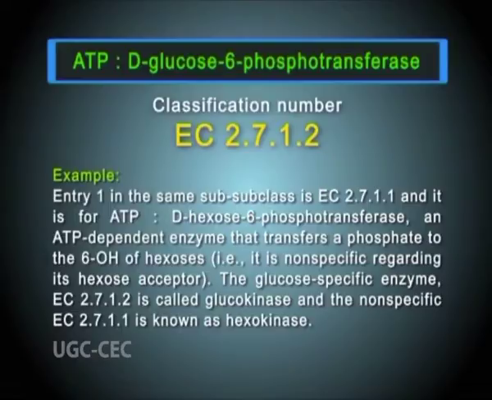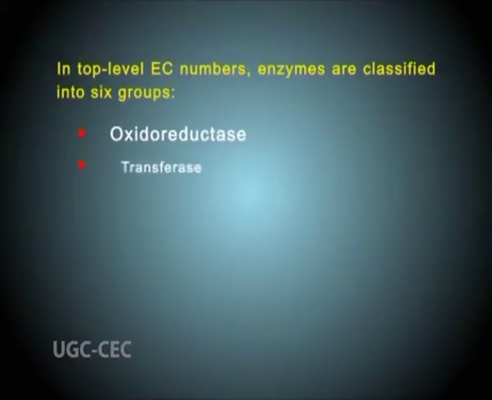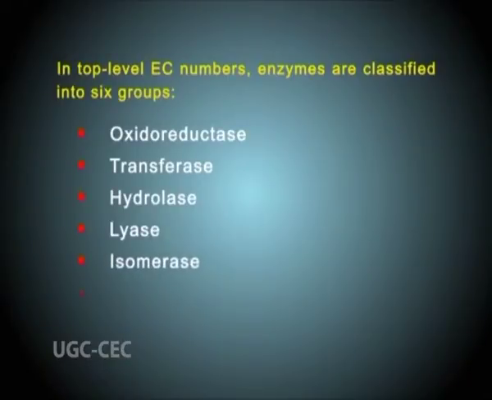That is, it is non-specific regarding its hexose acceptor. The glucose-specific enzyme EC 2.7.1.2 is called glucokinase, and the non-specific EC 2.7.1.1 is known as hexokinase. Thus, kinase is the general term for enzymes that are ATP-dependent phosphotransferases. In top-level EC numbers, enzymes are classified into 6 groups: oxidoreductase, transferase, hydrolase, lyase, isomerase, and ligase.